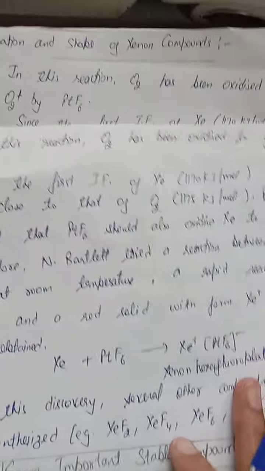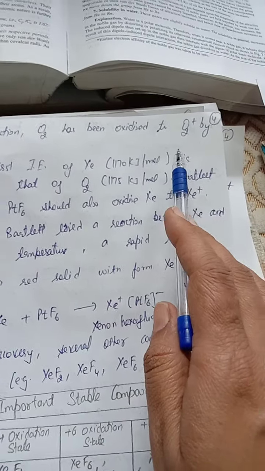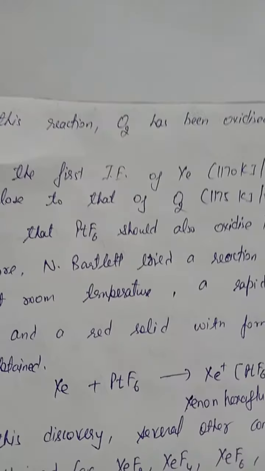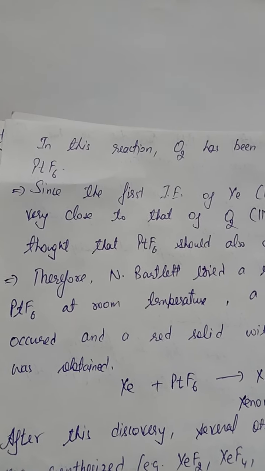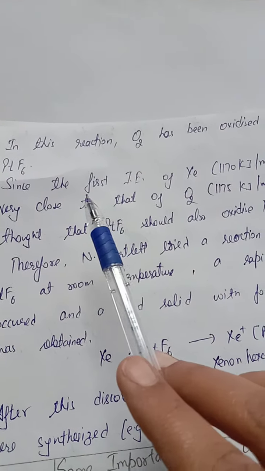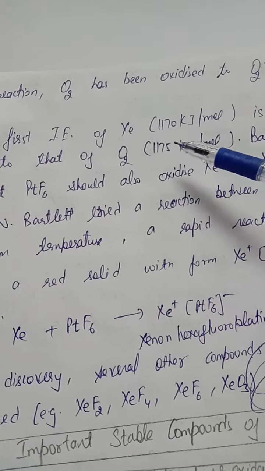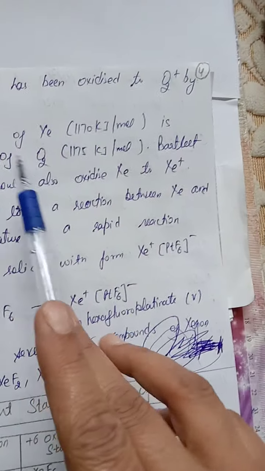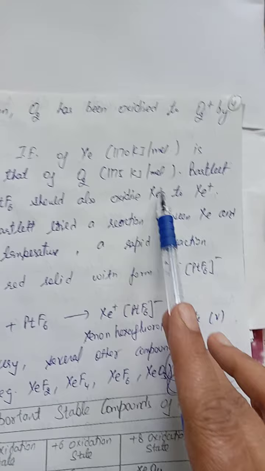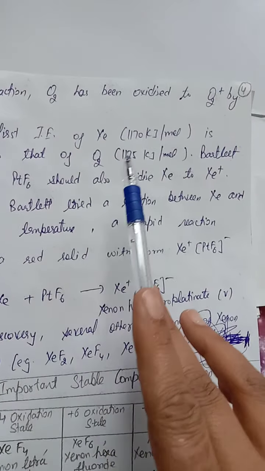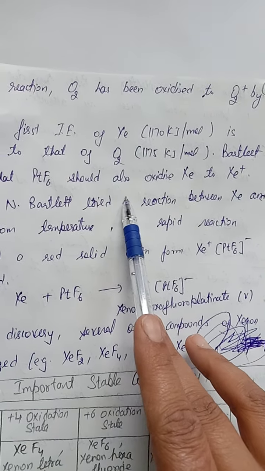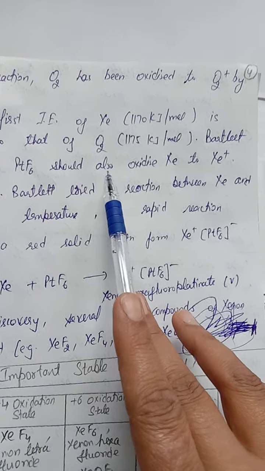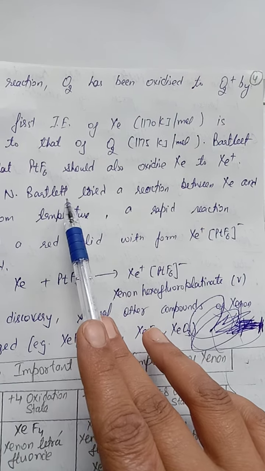So in this reaction, oxygen has been oxidized to O2+ by platinum hexafluoride. And why now? Because the first ionization energy of xenon, that is 1170 kilojoule per mole, is very close to that of oxygen. So N. Bartlett thought that if it can react with oxygen, which has an ionization energy similar to xenon, then why can't xenon react with platinum hexafluoride?